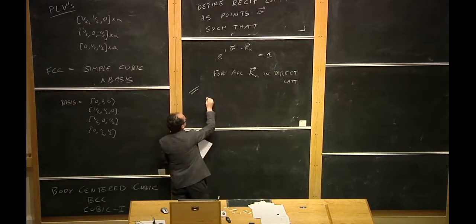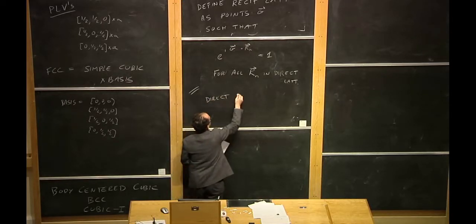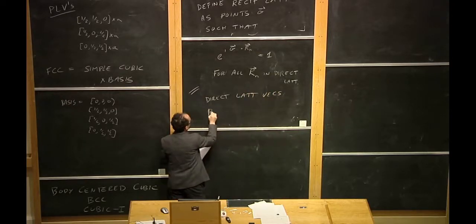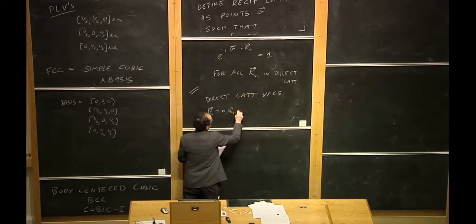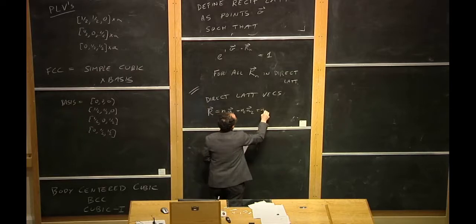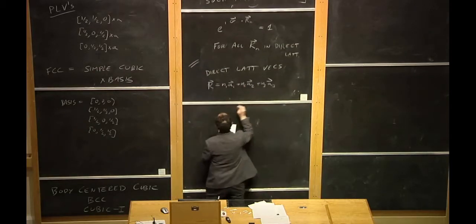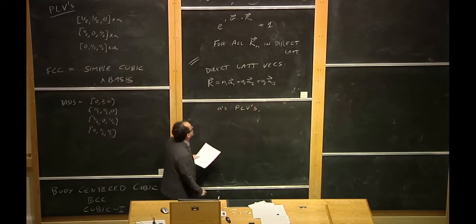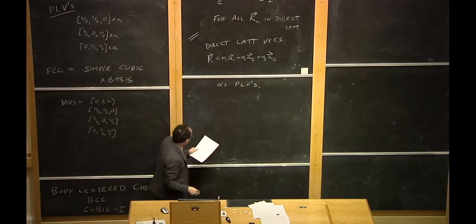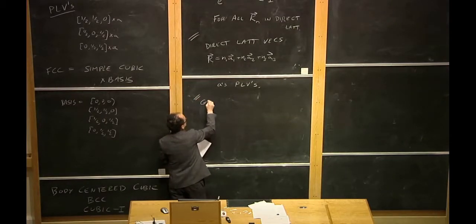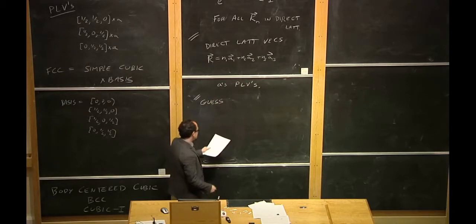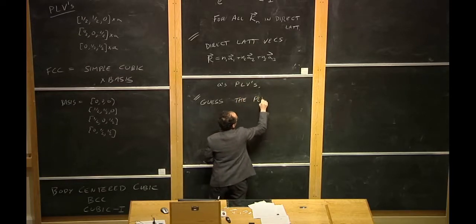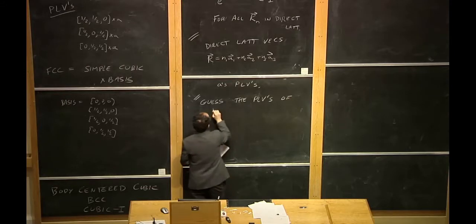So we're going to go through it and see if we can make it convincing that it's true. So first of all, we'll take the direct lattice vectors. We have to define the direct lattice vectors. We'll write them in terms of the primitive lattice vectors. So r equals n1 a1 plus n2 a2 plus n3 a3, where the a's are the primitive lattice vectors, PLVs. Okay, so we've defined the direct lattice now. And then I'm going to make a guess. This is a very good guess, it's a correct guess, and we're going to have to prove it in a moment. Guess the PLVs of the reciprocal lattice.